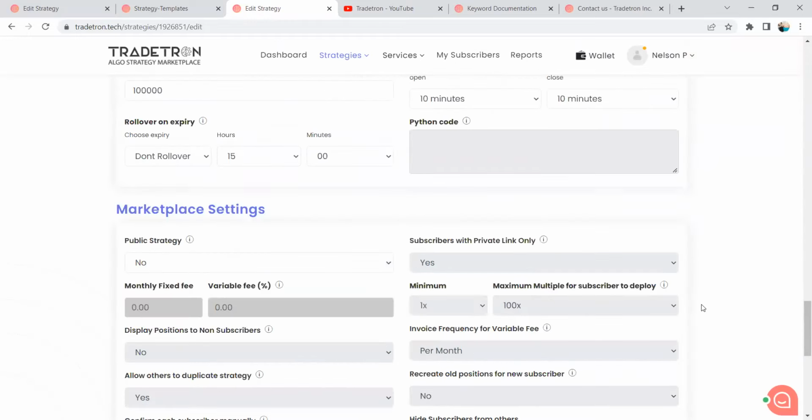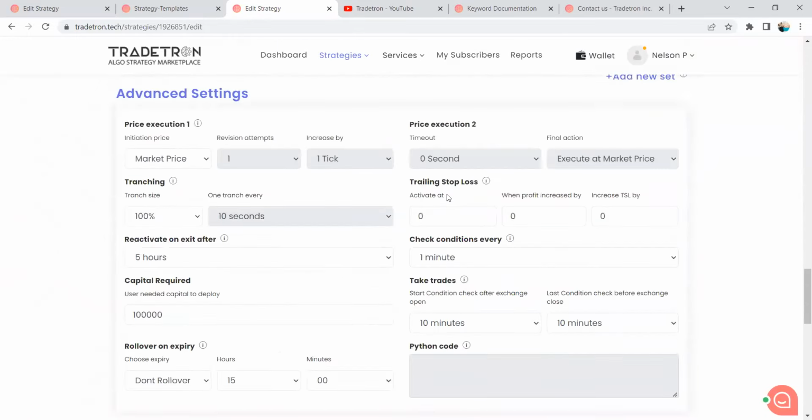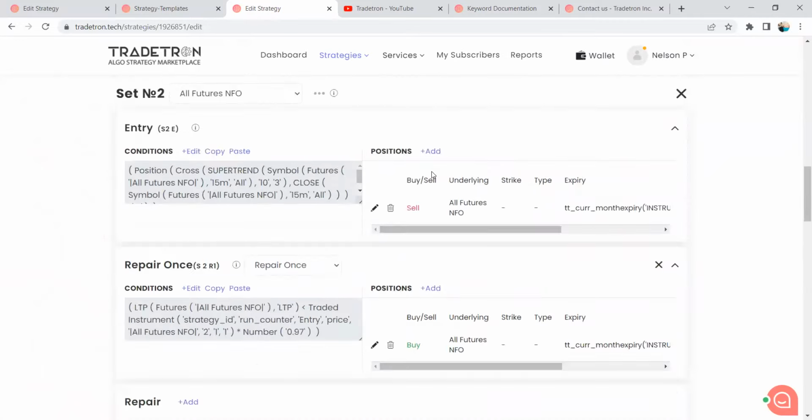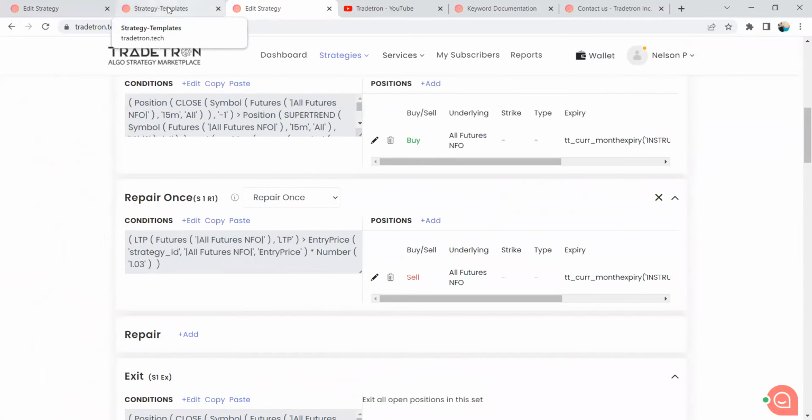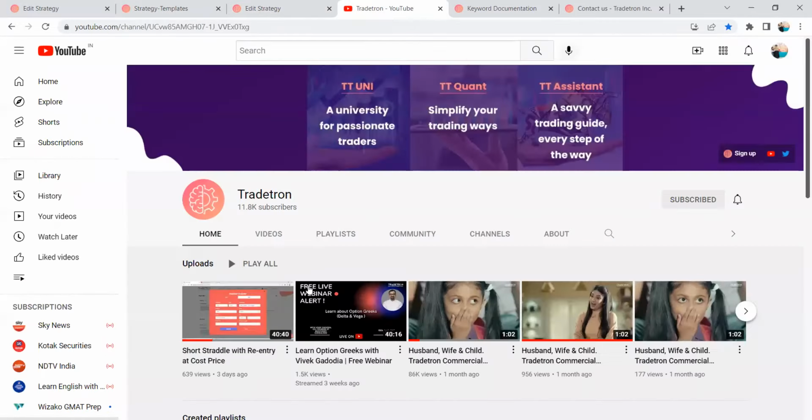So once you click on deploy, then automatically it will be based on the parameters that you have updated for the strategy. It's like that. Okay. So yeah, over here below the video also, right?